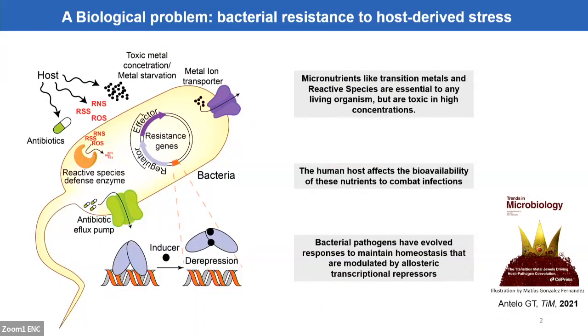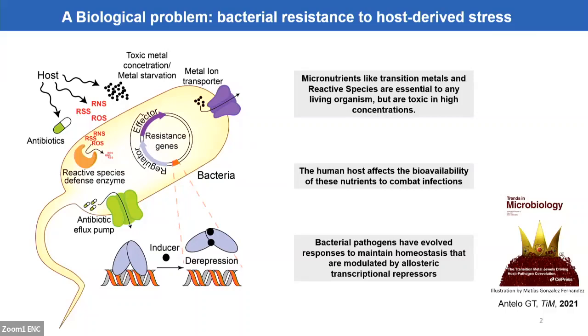Like I was saying, as a biologist, I am interested in biological problems. The biological problem that we study in our lab is how bacterial pathogens deal with stresses imposed by their hosts. In particular, micronutrients such as transition metals and reactive species are essential to any living organism but are toxic in high concentrations. The human host affects the bioavailability of these nutrients to combat infections. The so-called nutritional immunity response involves, in part, the secretion of toxic metal concentrations or reactive nitrogen, oxygen, or sulfur species to try to intoxicate bacteria.